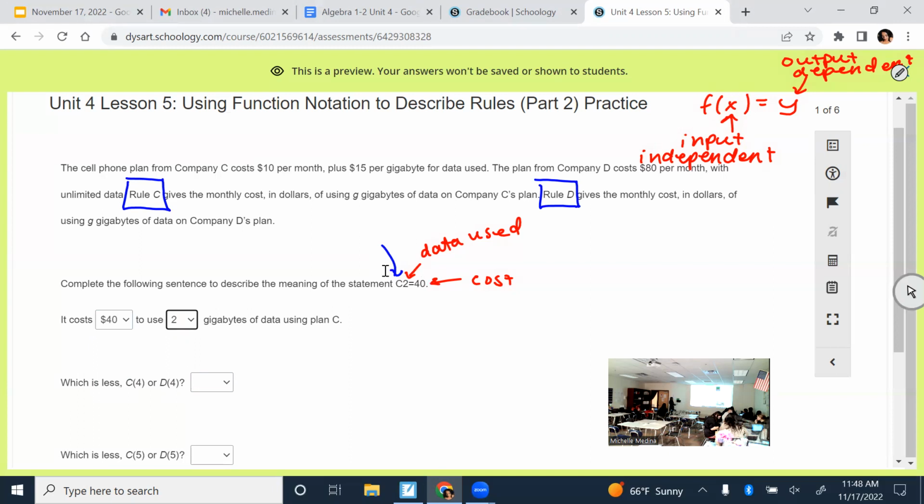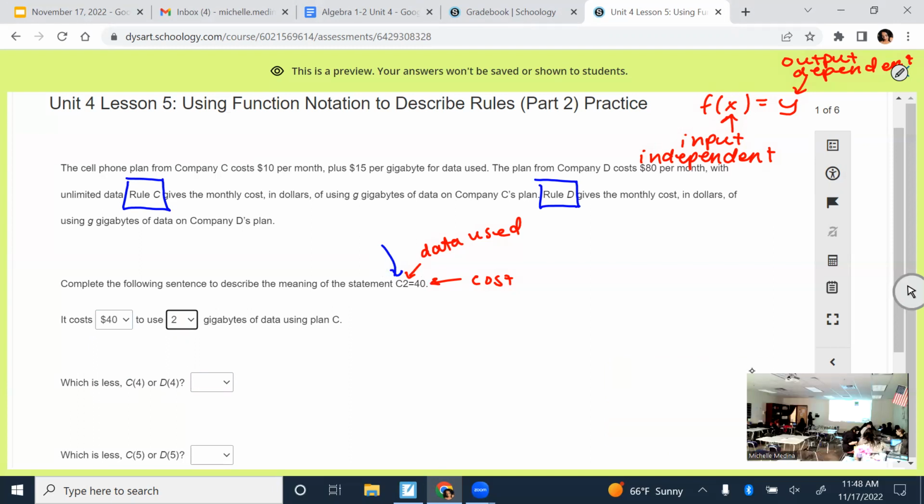So then which is less? C of 4 or D of 4? So figure out what that's trying to tell you to do. What is the 4 replacing? The X or whatever it says the input is. I think this would be written like for rule C, it would be C of G equals cost. I don't know what they're using for cost. For dollars. The other one would be, actually I do know what they're using for cost. For company C, it costs 10 per month plus 15 gigabytes of data use. So how would I write that as like an equation?